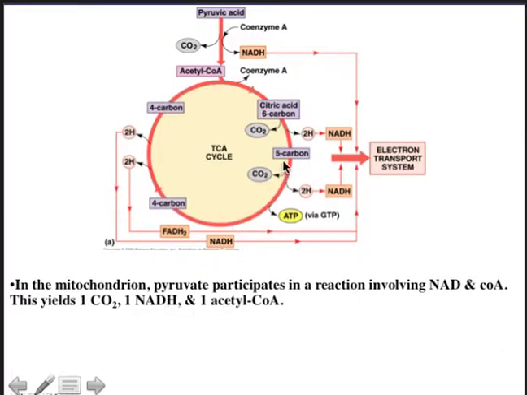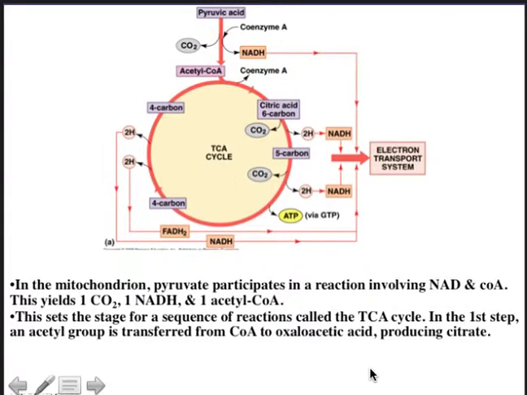And this is all happening inside the mitochondria in the matrix, which is basically like the cytoplasm of the mitochondria, the innermost core. So in the mitochondria, pyruvate participates in a reaction involving NAD and CoA, which yields a single carbon dioxide, 1 NADH, and 1 acetyl-CoA. Now remember that you make 2 pyruvates for every glucose that you split. So you're going to run this cycle twice. We're just taking 1 pyruvate through this trip right here.